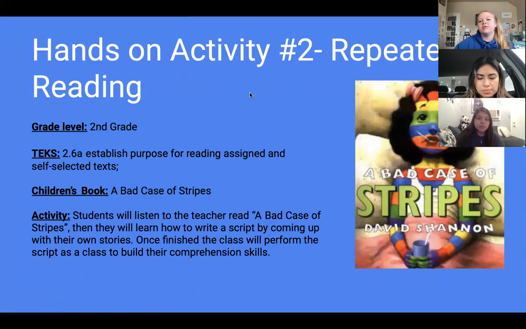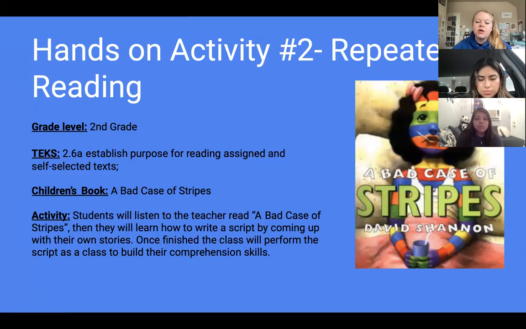So we could do an activity with this. We chose the book A Bad Case of Stripes, and it is a second grade level TEK. It is establishing the purpose for reading assigned and self-selected text. In this case, the students would listen to the teacher read A Bad Case of Stripes.